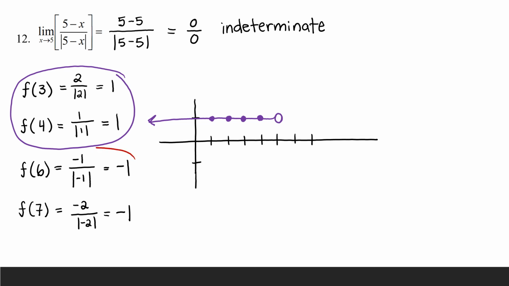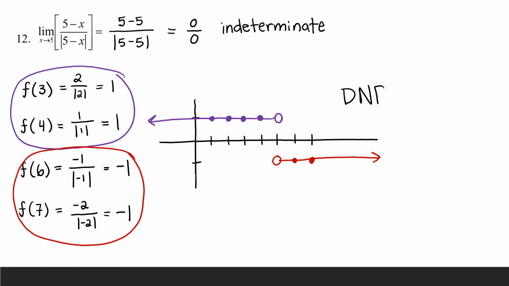And let's also take a look at what's going on the right side of 5. So f of 6 is negative 1, and f of 7 is also negative 1. And really anything that has an input greater than 5 is going to have an output of negative 1. So we end up with a graph that looks something like this. And we can see that the left and right limits are not equal. So the overall limit does not exist.